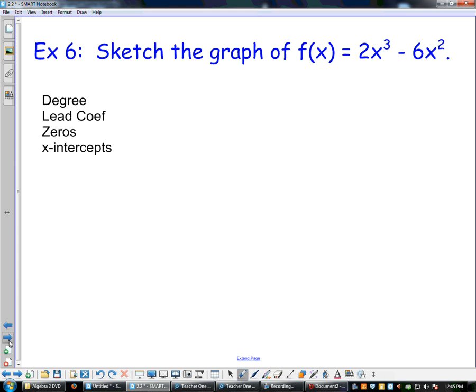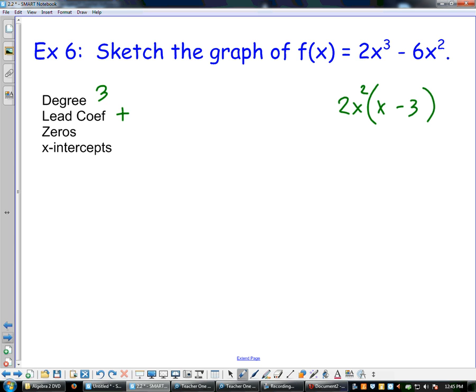Sketch the graph of f(x) equaling 2x cubed minus 6x squared. First of all, what's the degree? Degree 3. What's the leading coefficient? 2. So leading coefficient is positive. Agreed? And what are the zeros of this function? Can you factor it and find the zeros? What can I factor out? 2x squared. So what's going to be left? x minus 3. Do people agree with that?